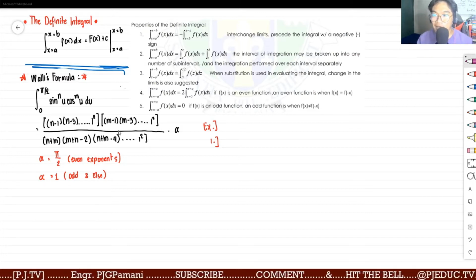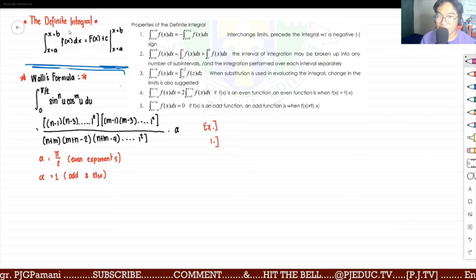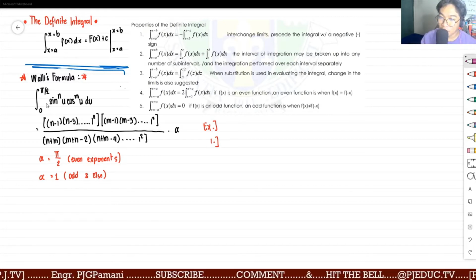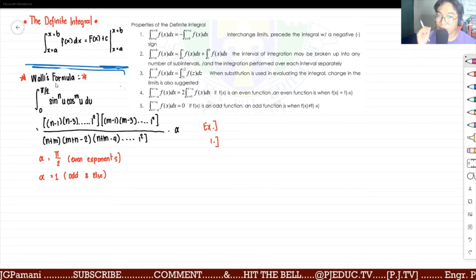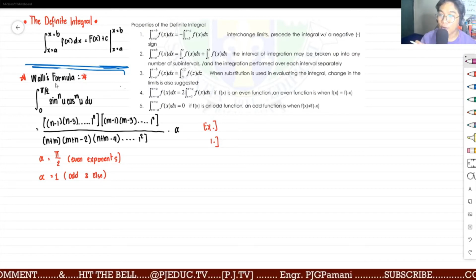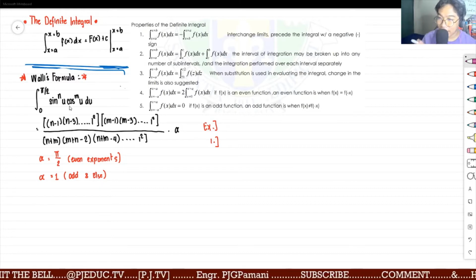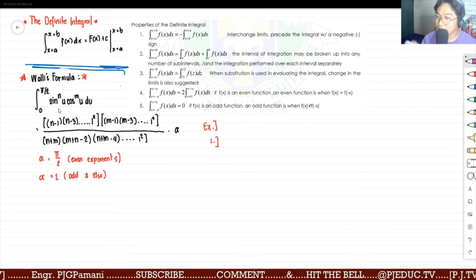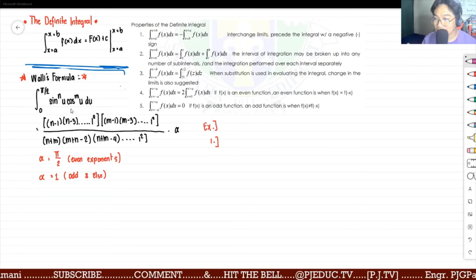But with integral calculus, in terms of definite integral, if the problem considers limits such as a lower limit of 0 and an upper limit of pi over 2, yun lang ang magiging consideration mo when it comes to using Wallis formula. If the problem has limits of 0 to pi over 2, and the integrand considers only the product of sine and cosine, only sine or only cosine.